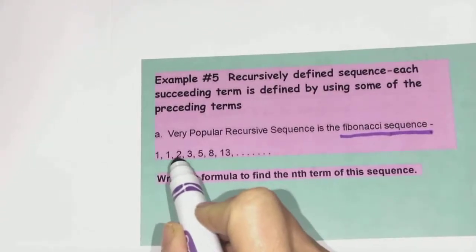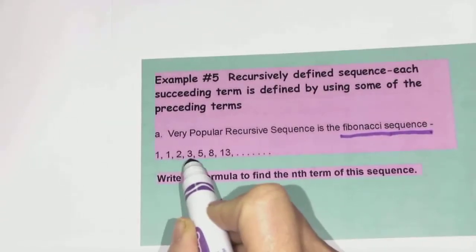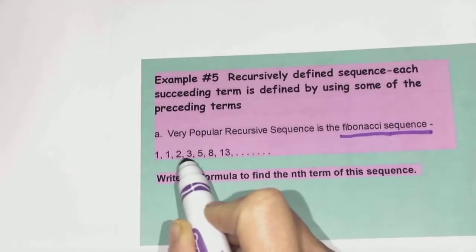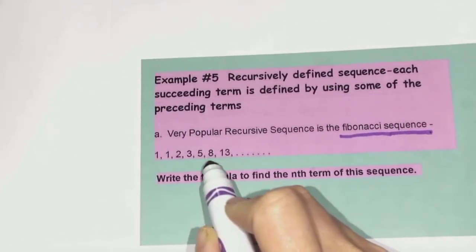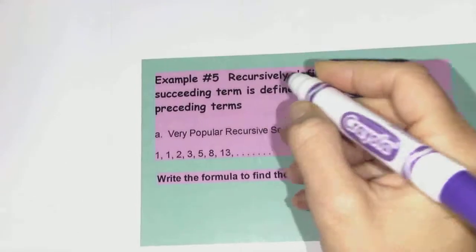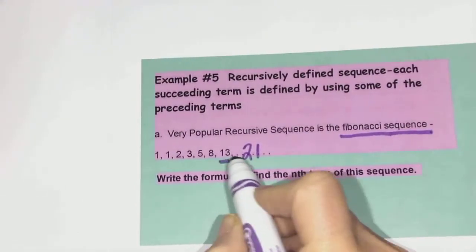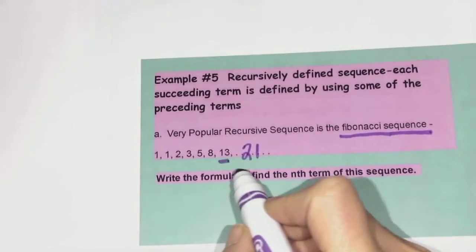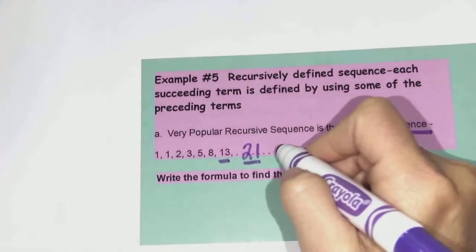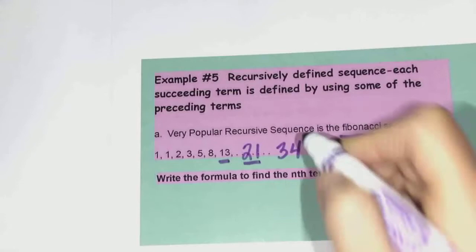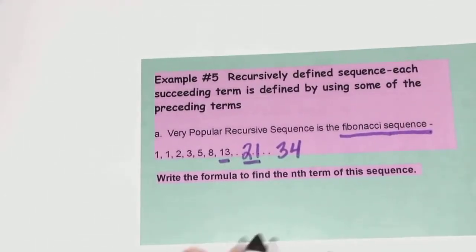For example, 1 plus 1 is 2. 1 plus 2 is 3. 2 plus 3 is 5. 3 plus 5 is 8. So if I do 8 plus 13, I'm going to get 21 for my next term. And then to get the next term even after that, 13 plus 21 would give me 34 for the next one, and so forth.